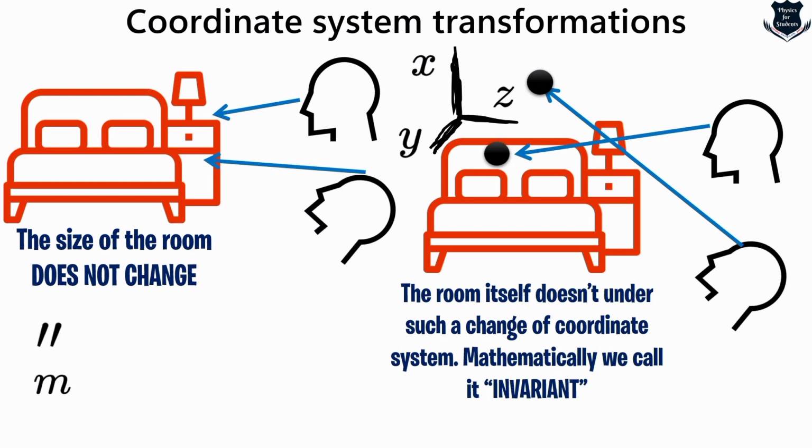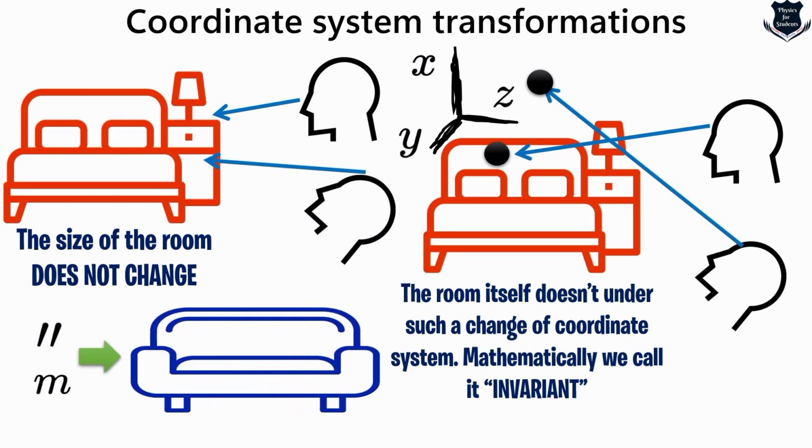Now likewise, if I measure a room in terms of inches or in terms of meters, it doesn't change. It doesn't make it hold a bigger sofa or a smaller sofa. No, it doesn't. So the example actually explains that changes in the coordinate system, in terms of inches, meters, etc., don't change the basic idea of the room.